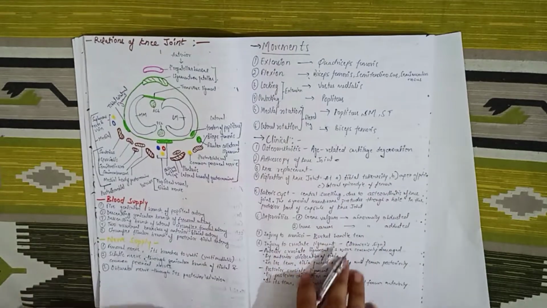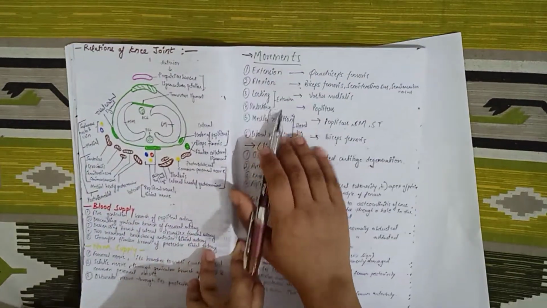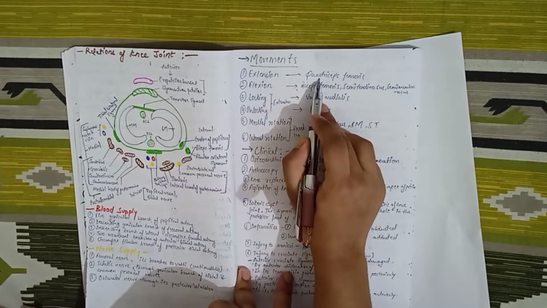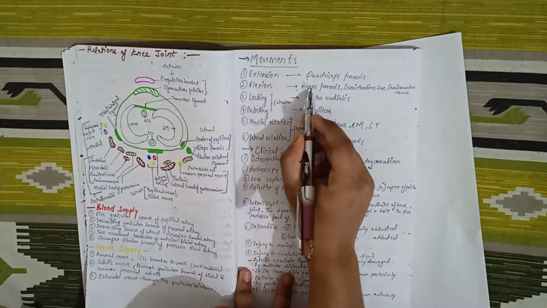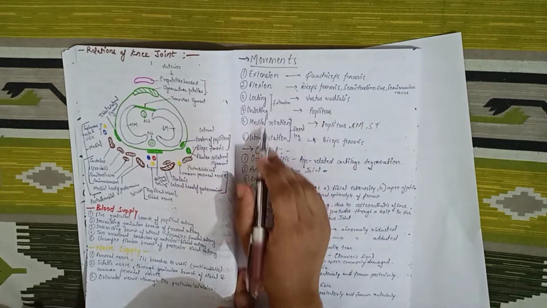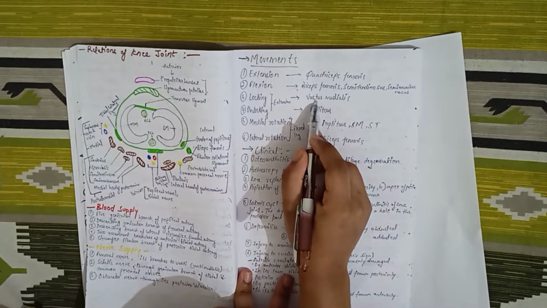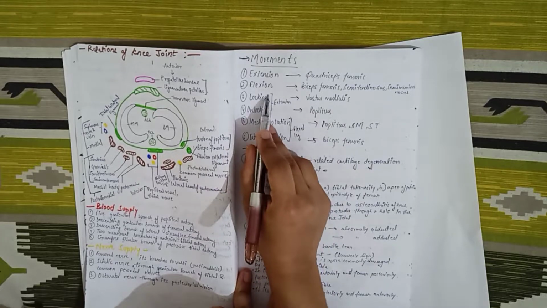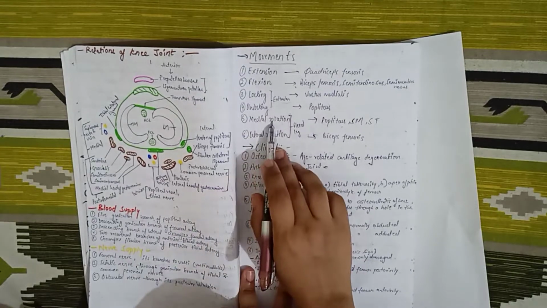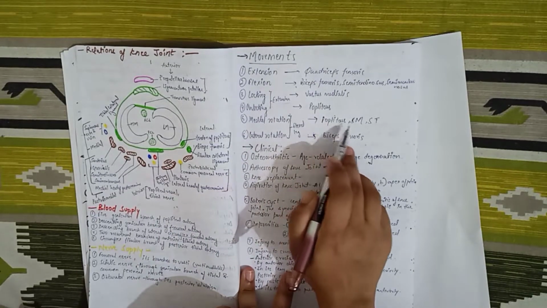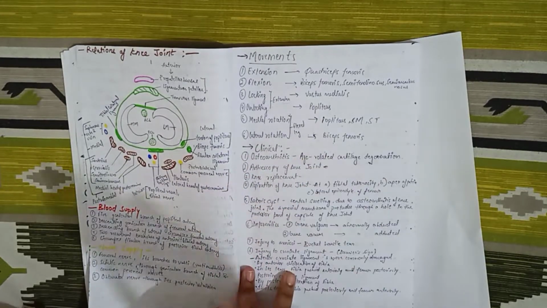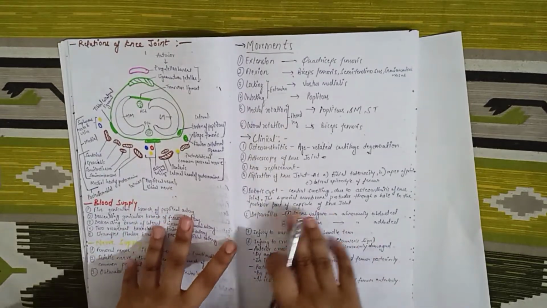Now how the movements work on the knee joint. Extension takes place by quadriceps femoris, flexion by biceps femoris, semitendinosus, semimembranosus. Locking by vastus medialis, unlocking by popliteus. These two movements are very, very important. These are part of extension. Medial rotation: popliteus, semimembranosus, semitendinosus. Lateral rotation: biceps femoris.